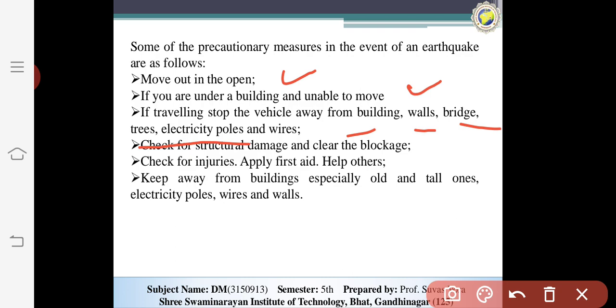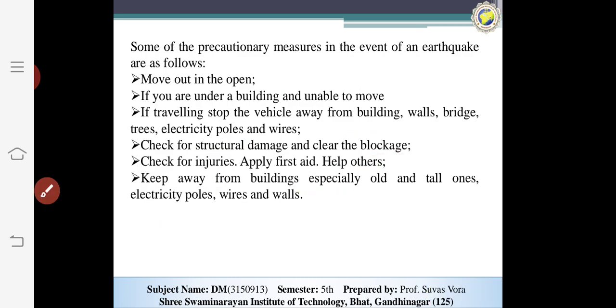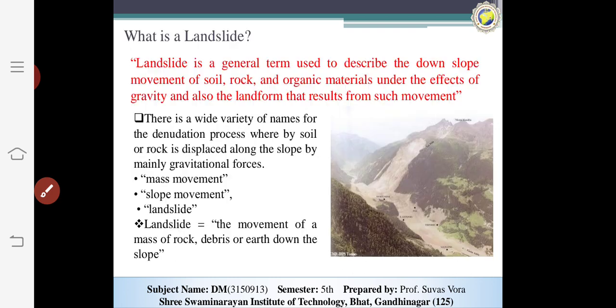Check the structures for damage and clear the blockage. Then check for injuries and apply first aid and help others, and keep away from buildings, especially old and tall ones, and electrical wires and walls. So these are the basic precautions to take when an earthquake occurs.